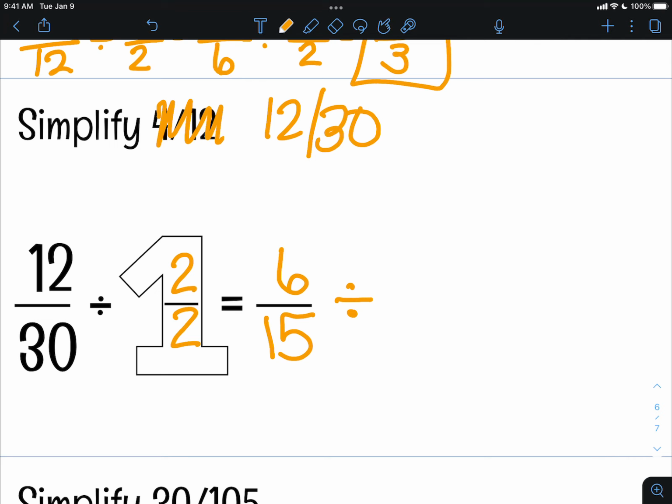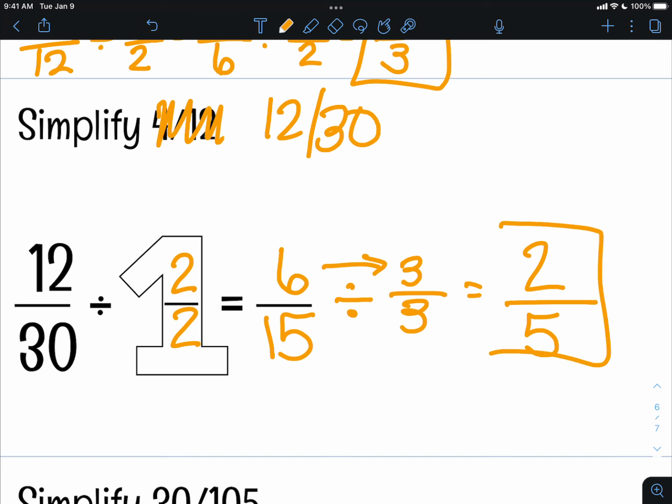I can divide them both by 3. So I'm going to divide it by 3/3. 6 divided by 3 is 2, and 15 divided by 3 is 5. So 12/30 is equivalent to 2/5, and 2/5 is the simplest way to write it because it uses the smallest digits.